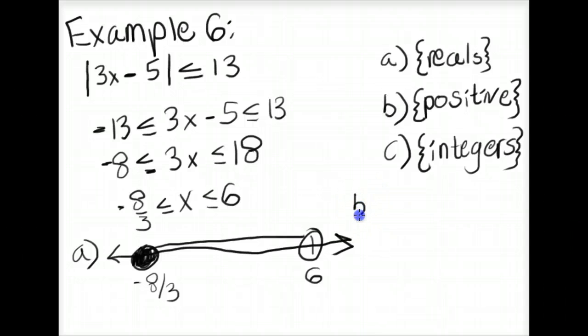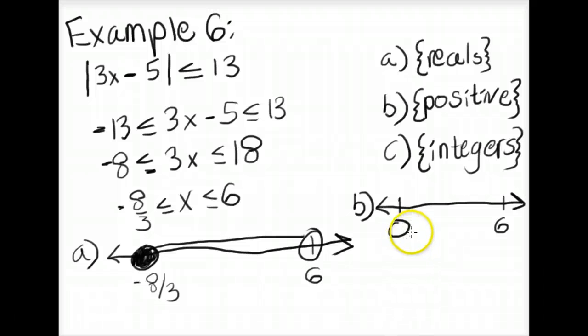For B, the domain is only positive numbers, so this inequality would start at 0 and end at 6. Though at 0, since 0 is not a positive number, it would be exclusive at this end. So we would use an open circle here, while at 6 it is less than or equal, so this would be a closed circle. And we connect these here. Going back, I just realized that this was a less than or equal, so this should also be a closed circle.